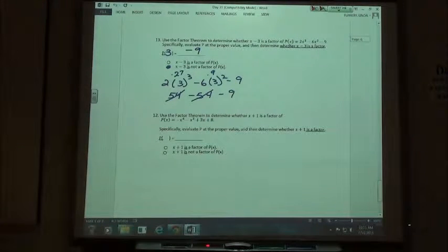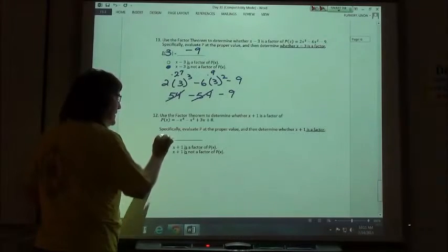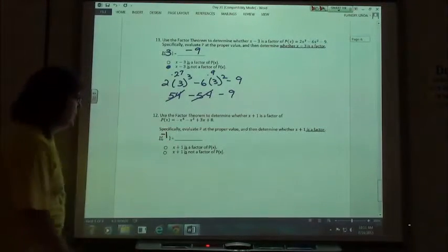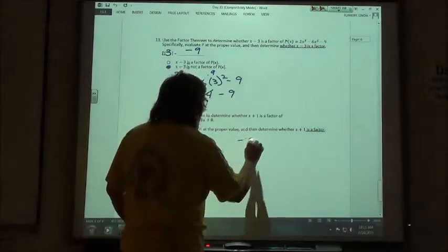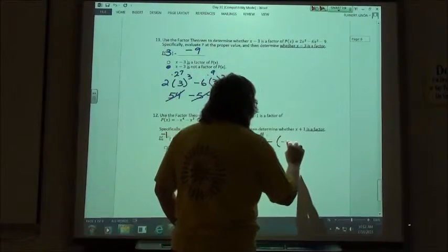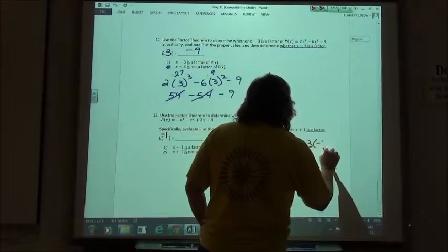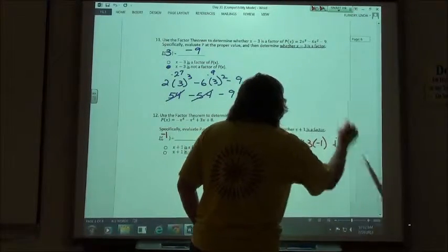And the last one in chapter 3 here, if I want to figure out if x plus 1 is a factor, I'm going to evaluate p of negative 1. So I'm going to have minus my negative 1 to the 4th minus my negative 1 to the 3rd plus 3 times negative 1 plus 8.